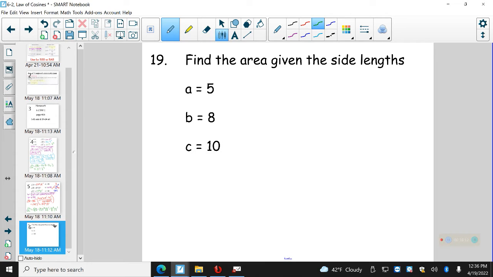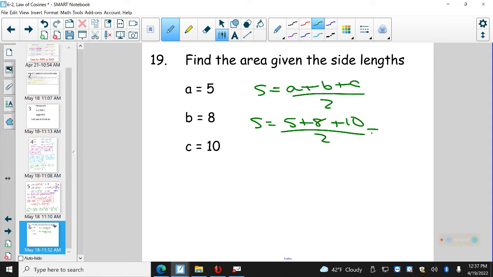So if I'm finding the area of this, that means I have to be given all side lengths, and it's going to ask me to find the area of this. So in order for me to find the area, I have to find out what S is. S is found by taking A plus B plus C and dividing it by 2. So that's going to be 5 plus 8 plus 10 divided by 2 to give me 23 divided by 2, which is going to be 11.5. That is your S value.